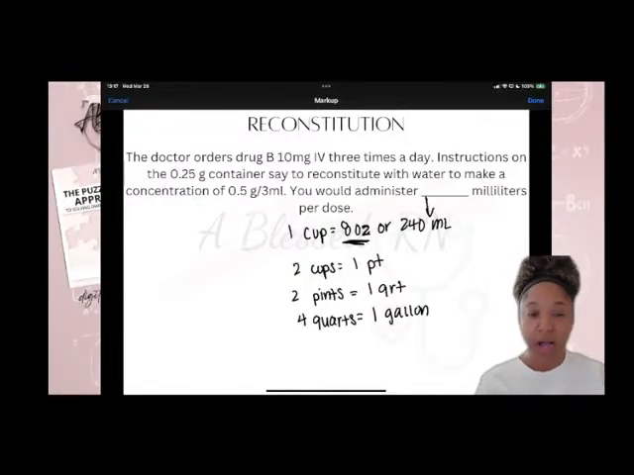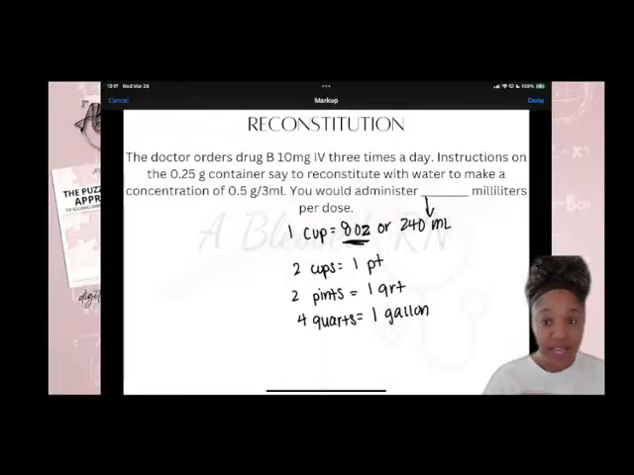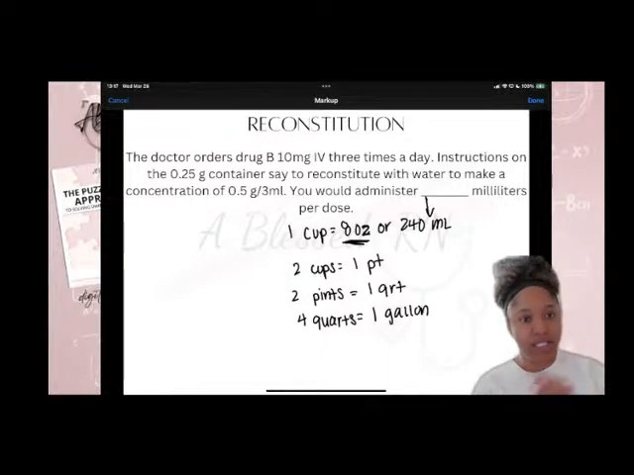So 2 cups is a pint. 2 pints is a quart. 4 quarts is a gallon. There you go. 5, 15, 30, teaspoon, tablespoon, ounce. 1 cup is 8 ounces. 2 cups is a pint. 2 pints is a quart. 4 quarts is a gallon.